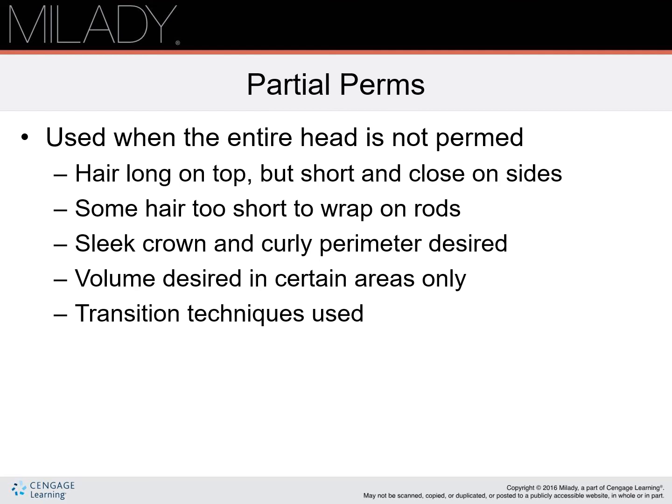Talk about partial perms. So why would I get a partial perm, or why would anybody get a partial perm? If your client wants a perm but does not wish to have the entire head curled, a partial perm may be the answer. A partial perm allows for the client to be given a perm when some of the hair is too short to roll on rods. This can be used for male and female clients who have long hair on top and in the crown, but very short hair with tapered sides and a nape.